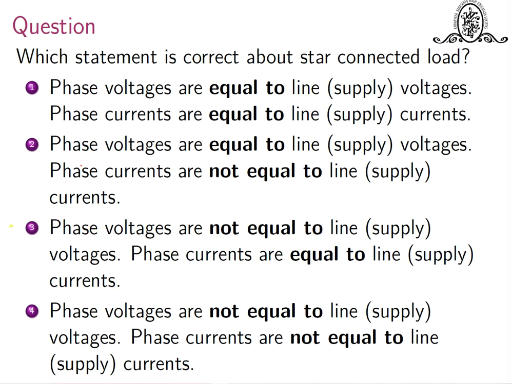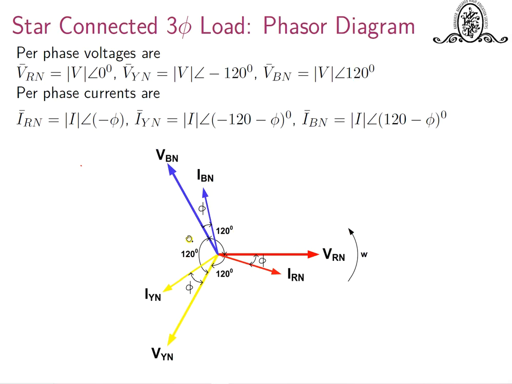So let us see how we can draw the phasor diagram. I am drawing the phasor diagram only for the load side. How can I write down the per phase voltage? Taking VRN as a reference, it can be written as mod of V at an angle of 0 degrees. VYN phasor is mod of V at an angle of minus 120 degrees. VBN is mod of V at an angle of plus 120 degrees. I am considering this is a balanced supply, so the magnitudes are equal and the phase angle displacement is exactly 120 degrees.